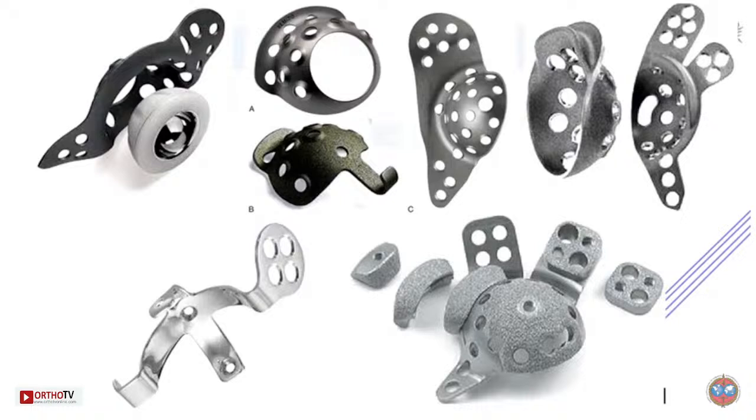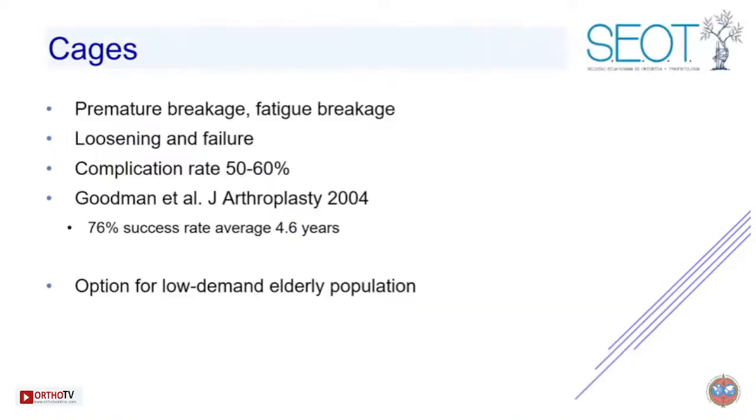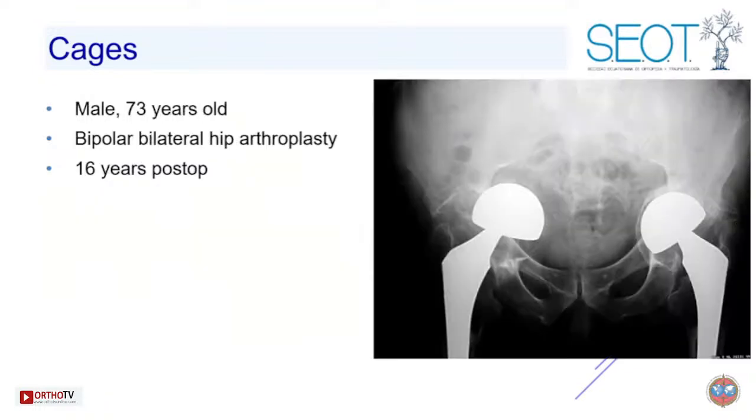There are many models of the cage. Maybe you know some of these ones: Schneider, Ganz, Kerboull, etc. The problem with cages is that they can break, they can loosen, so they have a complication rate of about 50 to 60%. So that's the reason we don't use them much anymore. For example, in this work of Goodman, they have 24% of failure at 4.6 years. That's a short term. But they are still an option for old patients who don't have a long life expectancy.